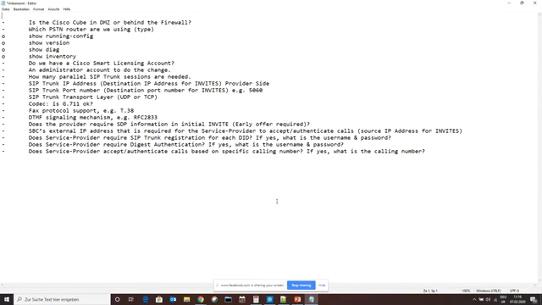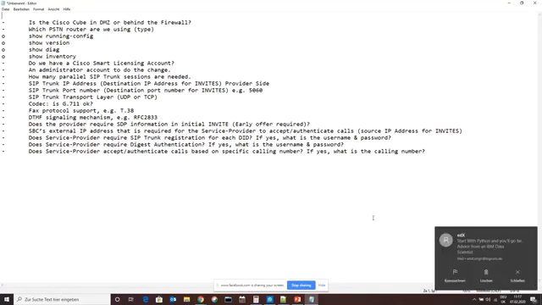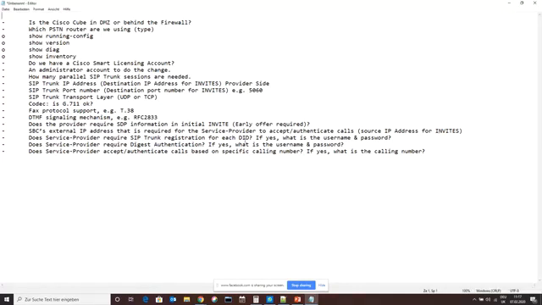Because starting with some of the latest versions of IOS, the CUBE has to register to smart licensing. Otherwise, SIP-to-SIP calls will be blocked after a certain period of time. So that's why you need to have a smart licensing account nowadays. We also need an administrator account to have access to the router, so that we can configure the SIP configuration on the router. Then, how many parallel SIP trunk sessions are needed?